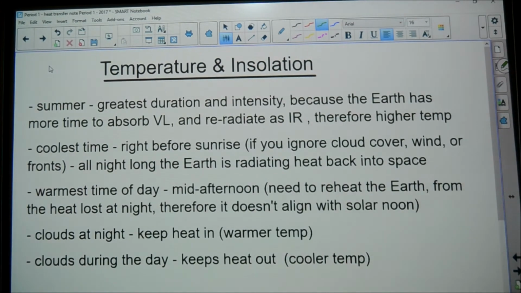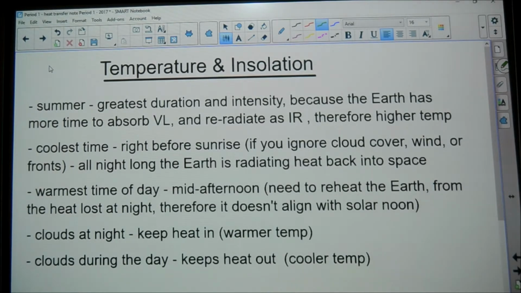Alright, so we're looking at temperature and insolation. Remember, insolation is incoming solar radiation, the energy coming from the sun. So if I look at the summertime, we have the greatest duration. As you notice, the sun is rising around 5 o'clock in the morning and setting around 9 o'clock at night. So I've got my longest amount of daylight. It's my highest angle, so it's my greatest intensity.